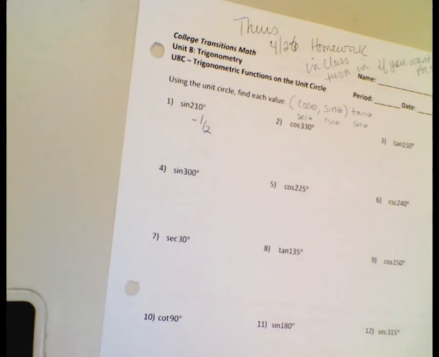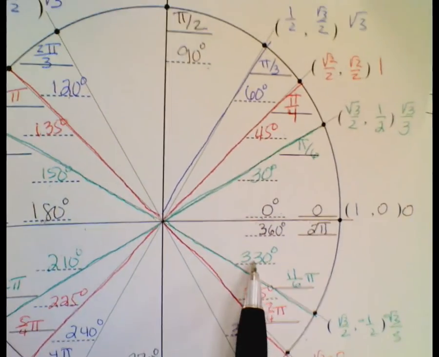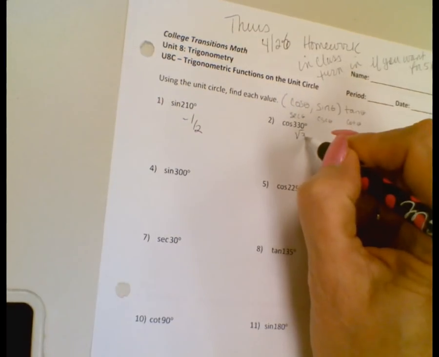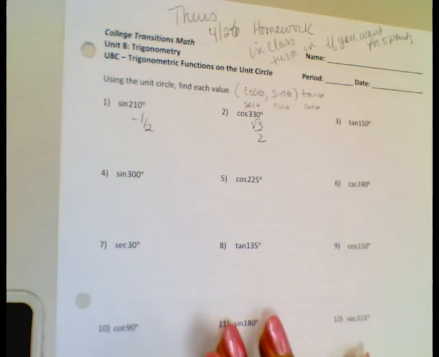Cosine of 330. Remember, cosine's the first one. 330 is in the fourth quadrant. It's right there in green. Cosine's the very first one. It's radical 3/2. That's your answer. Can't get much easier than this, huh?